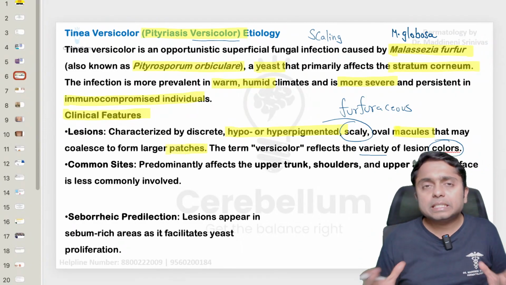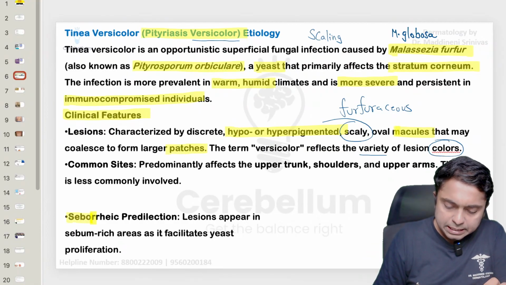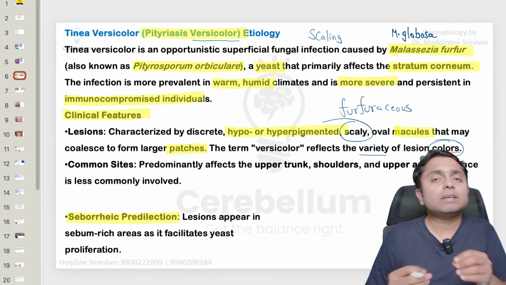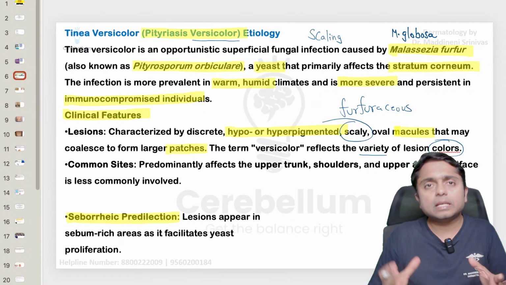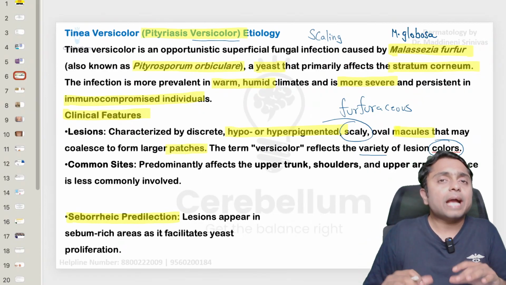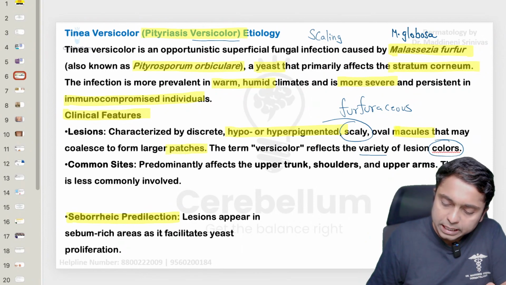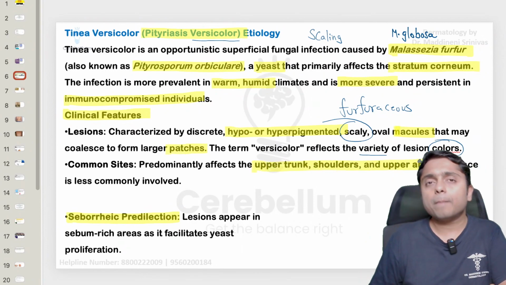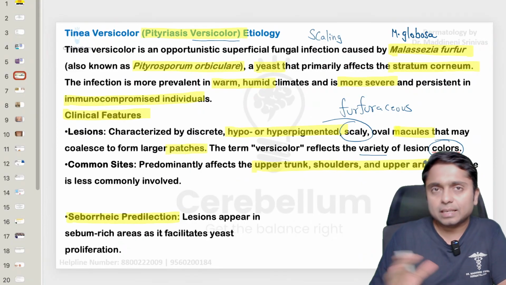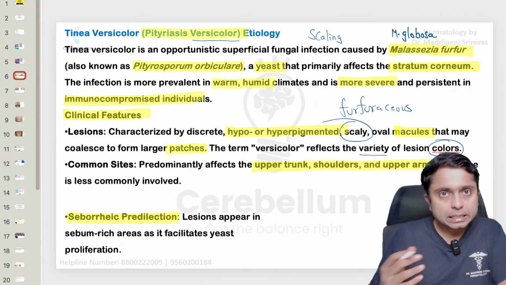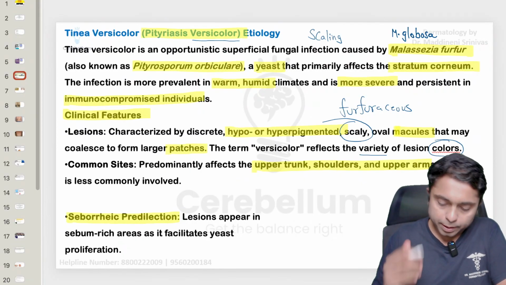And what are the common sites? Just remember, wherever the seborrheic areas are, that is wherever the sebaceous glands are present in higher concentration, those sites have more predilection for pityriasis versicolor. So what are those sites? Upper trunk, shoulders and upper arms. Face is less commonly involved, though it is a sebaceous gland rich area.